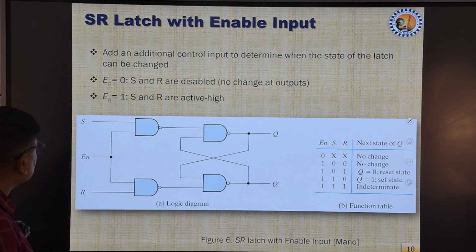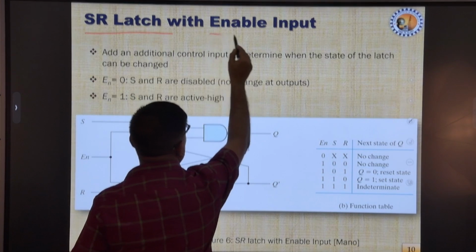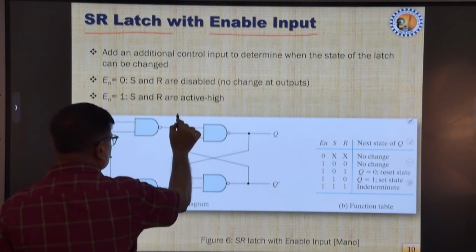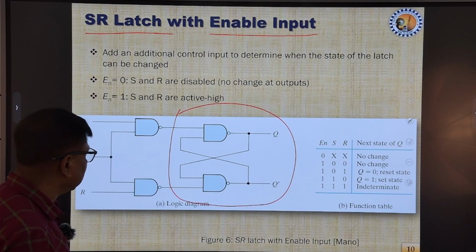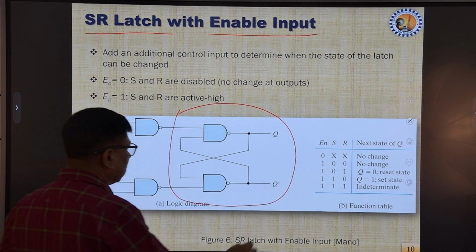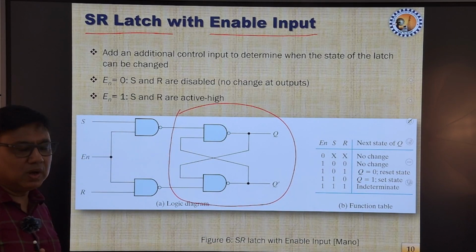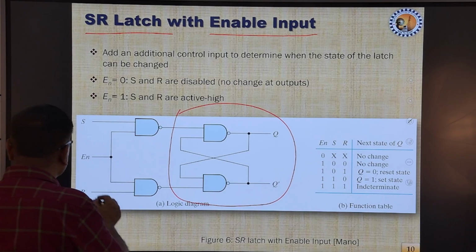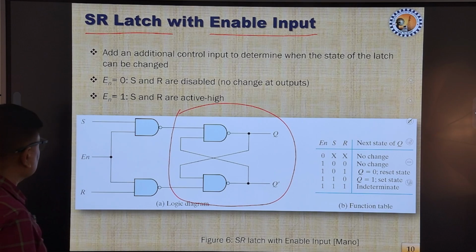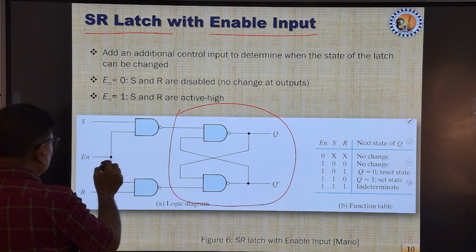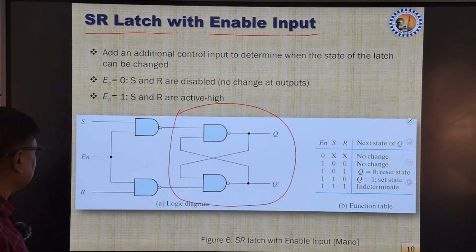Now, we can see that this is also an SR latch, but it has an enable input. This portion is our SR latch, as we discussed in the immediately previous slide, and the truth table, or function table, is also available. Here we are adding one additional condition at the input, that is the enable input. To incorporate that, we need to add 2 more NAND gates to the basic SR latch.